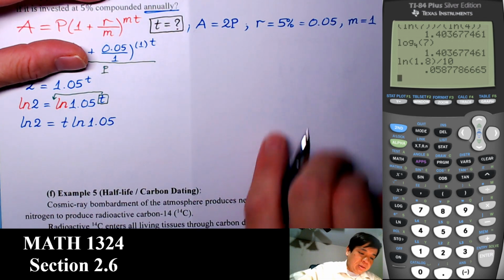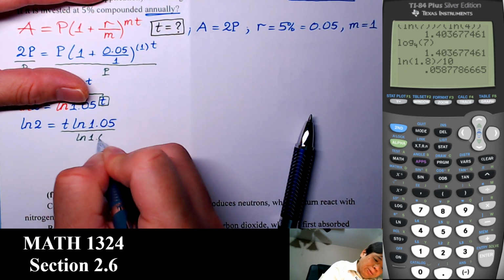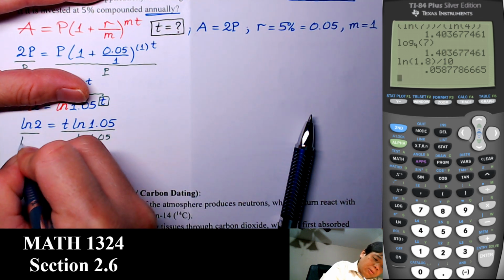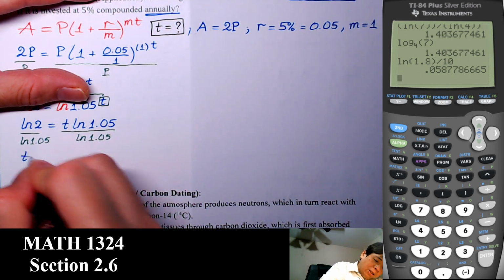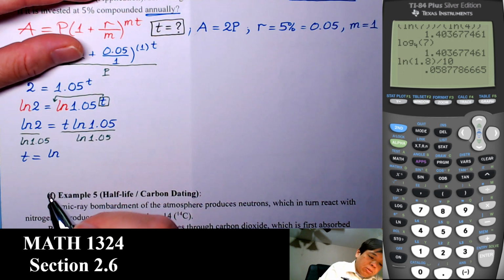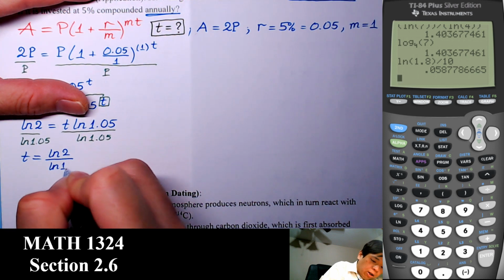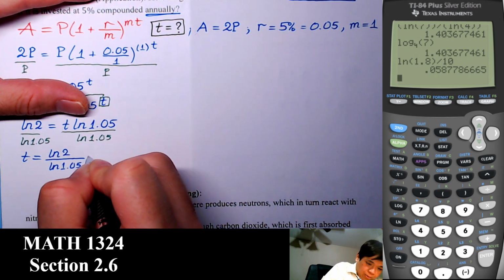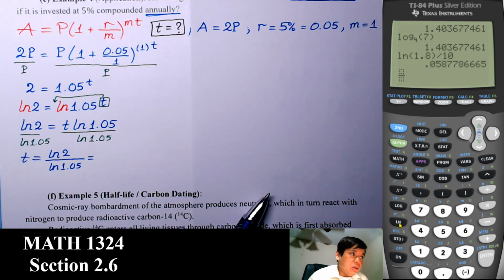And divide by ln of 1.05. So T is equal to ln of 2 over ln of 1.05. Let's see, if the calculator can do fractions, just do fraction here. Ln of 2 over ln of 1.05.